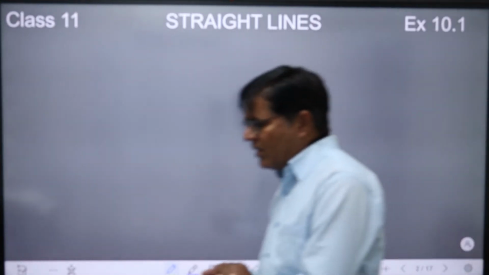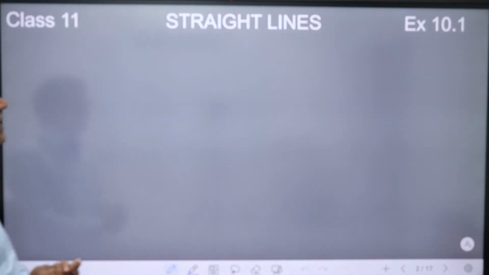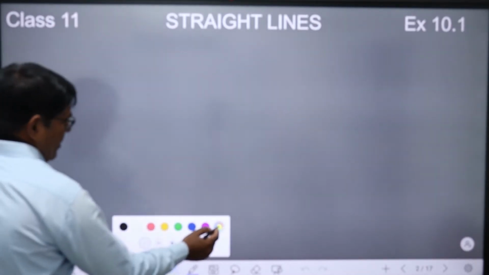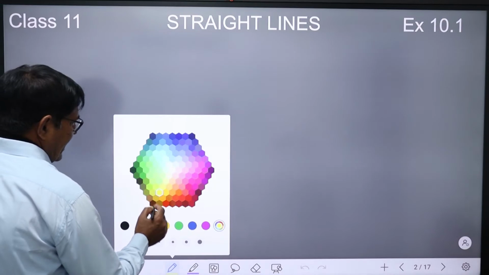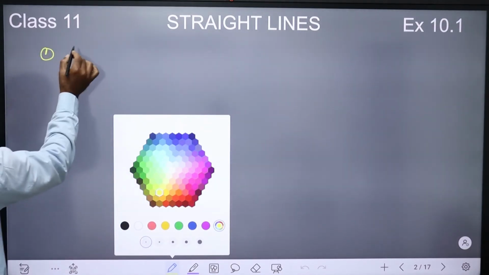Today we are going to start class 11th next topic, straight line, and this topic is the first topic of the coordinate geometry of class 11. So from very basic we will learn. So the first topic is, what do you understand by a straight line? So first topic is straight line.